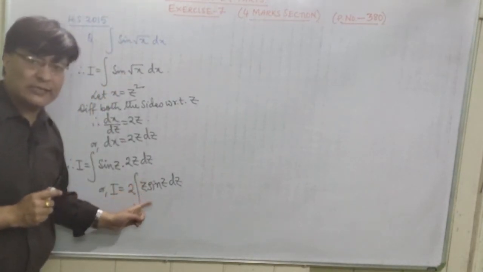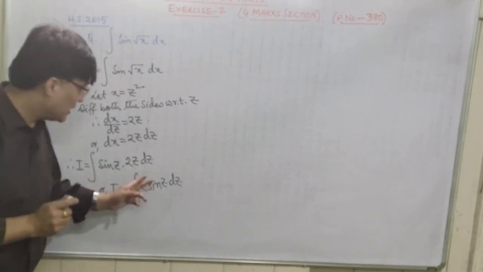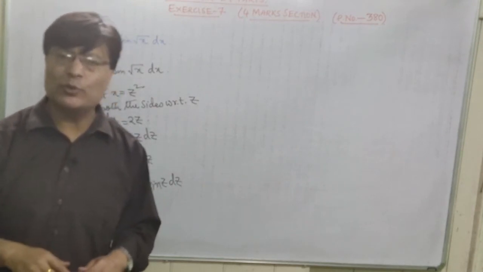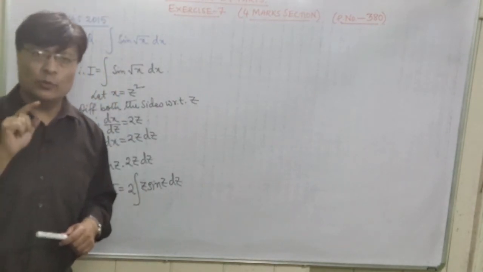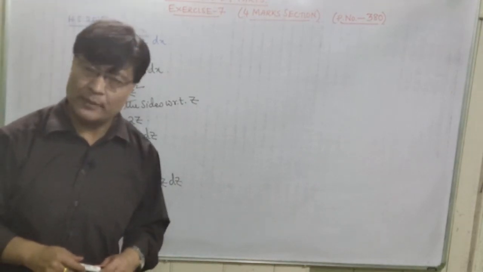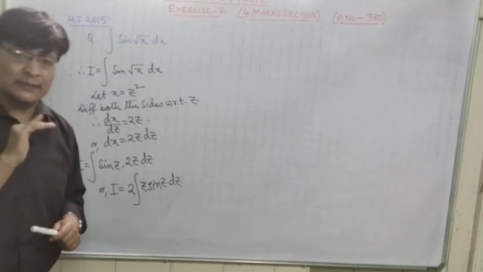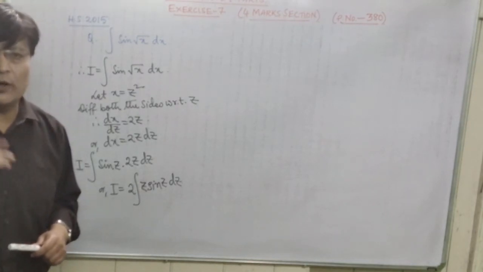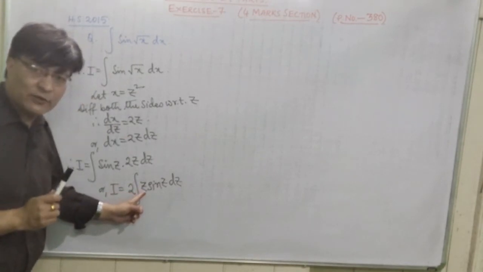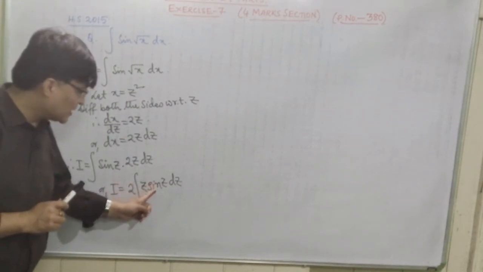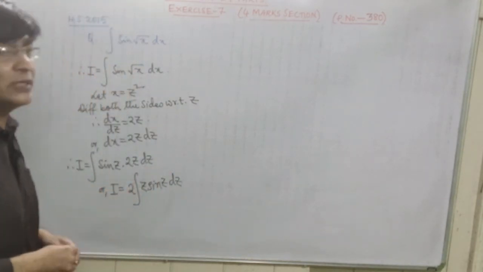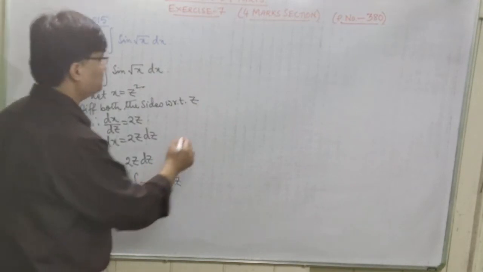Here z is an algebraic function, that is A, and sine z is a trigonometric function, that is T. So among these two letters A and T, which letter comes first in the word ILATE? The letter A, the algebraic function, comes first. That means the algebraic function z is the first function, and sine z, the trigonometric function, is the second function. Is that clear? So let us do this integration by parts.